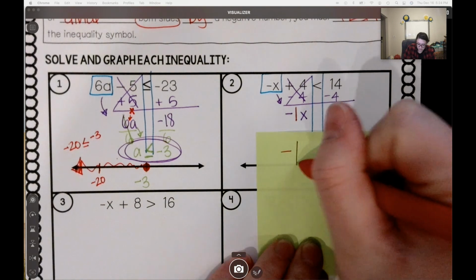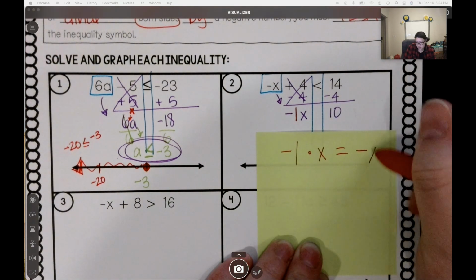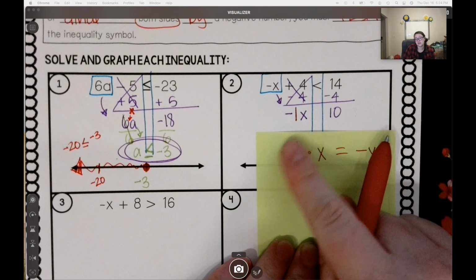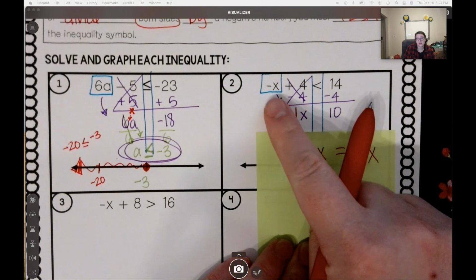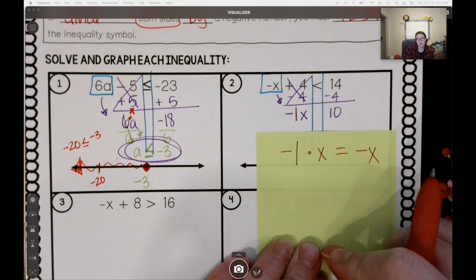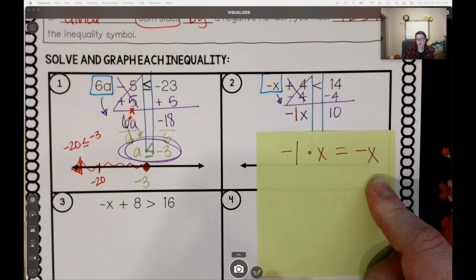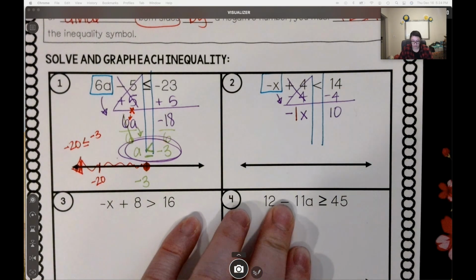If I take negative 1 times x, that's just going to give me negative x. So what they're doing is simplifying that multiplication into just a negative x. So that's what you saw before. There's an invisible 1 up there that math people are just simplifying and not writing in front.